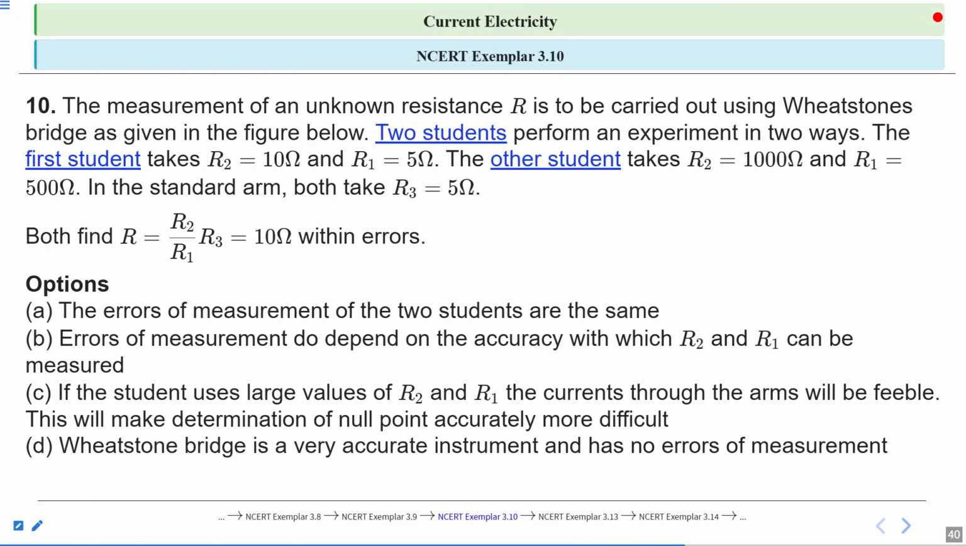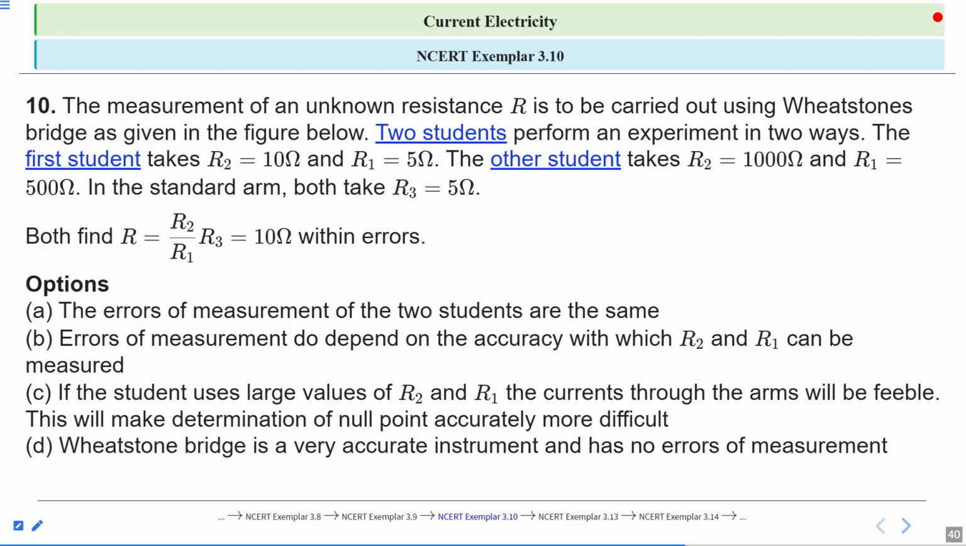Next question, NCERT Exemplar 3.10. The measurement of unknown resistance R is to be carried out using Wheatstone bridge as given in the figure below. Two students perform an experiment in two ways. The first student takes R2 equal to 10 ohm and R1 equal to 5 ohm. The other student takes R2 equal to 1000 ohm, R1 equal to 500 ohm. In the standard arm, both take R3 equal to 5 ohm. Both find R equal to R2 upon R1 into R3 equal to 10 ohm with errors.